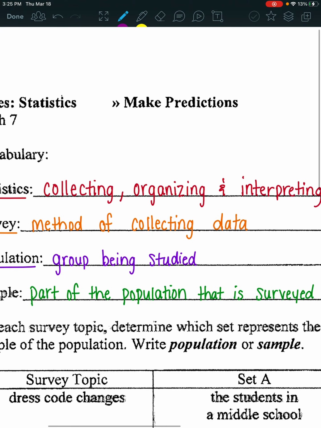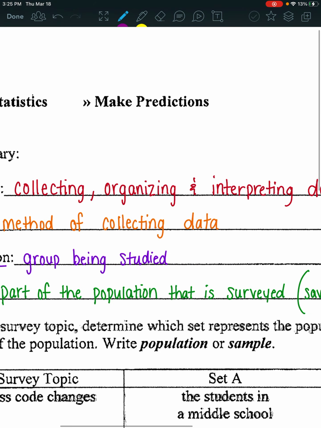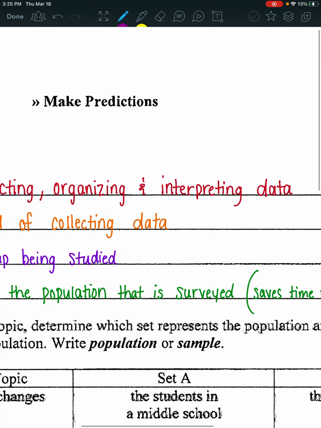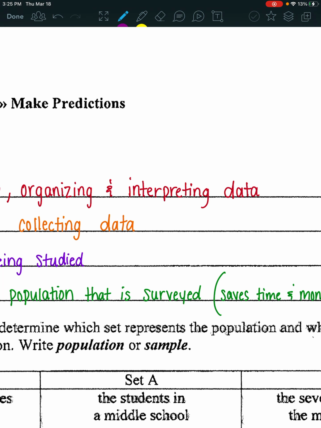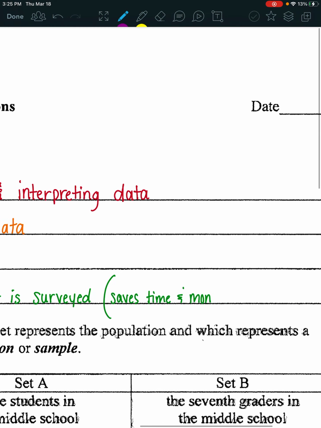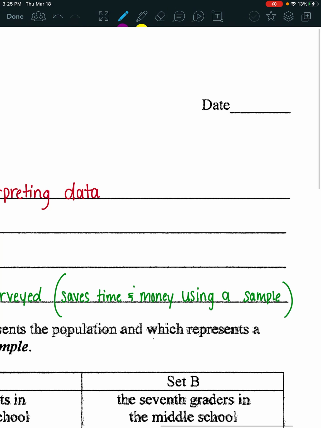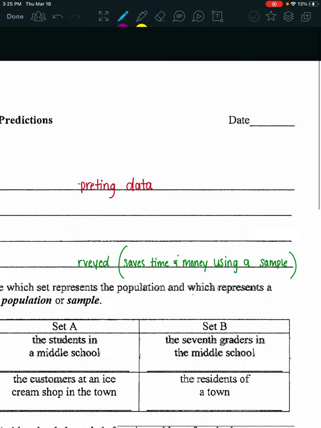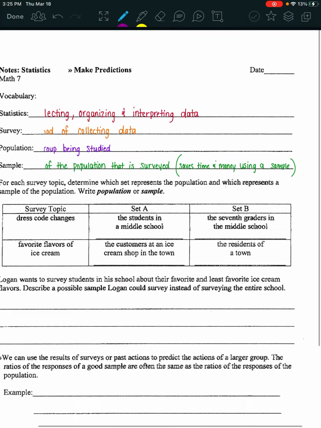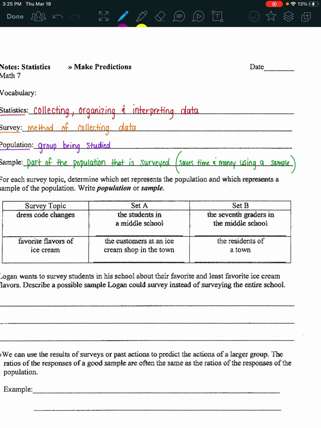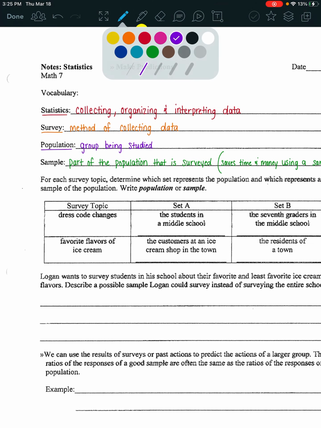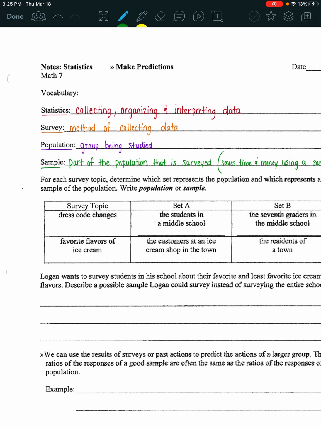A sample then is a part of the population. So it's a small group of the population, and that specific sample is then surveyed. So it saves time and money to use a sample of a population rather than using the entire population, because usually a population is a large group, and it'd be difficult to survey all of those people. So that's why we use just a portion or a sample of the population.